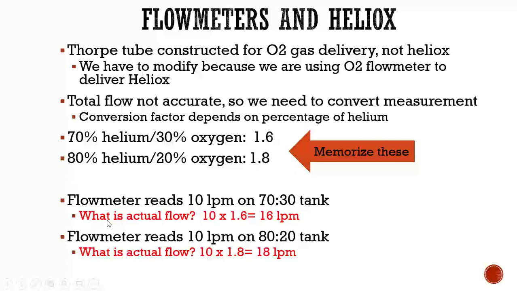If you have a flow meter that reads 10 on an 80-20 tank, what is the actual flow? Again, you're going to take that 10 that is set and multiply it by the 1.8, that's just this conversion factor, and you get 18 liters per minute, okay? So this is just because we do not have a specific flow meter for heliox, okay? We only have an oxygen flow meter, so this is a conversion factor to compensate for that.